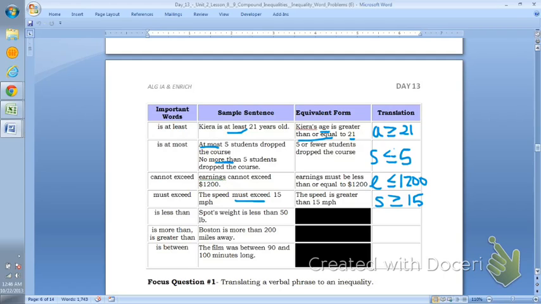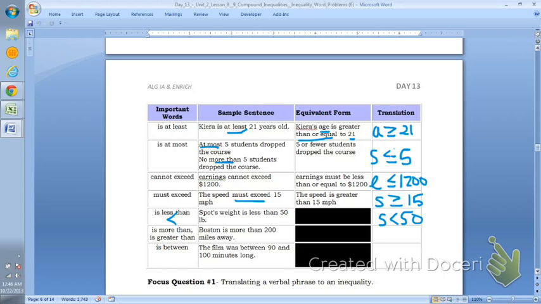Is less than. Well, we know what the less than symbol looks like. Oops, it just says less than. It doesn't say less than or equal to. Less than. Spot's weight is less than 50 pounds. Does he weigh 50 pounds or can he weigh 50 pounds? No. So Spot is less than 50.